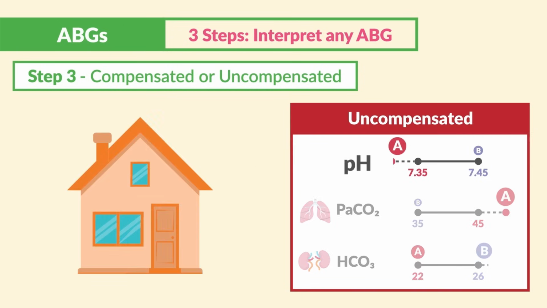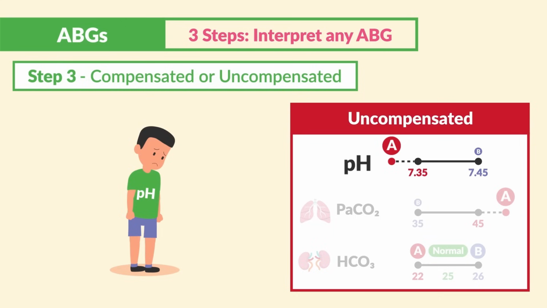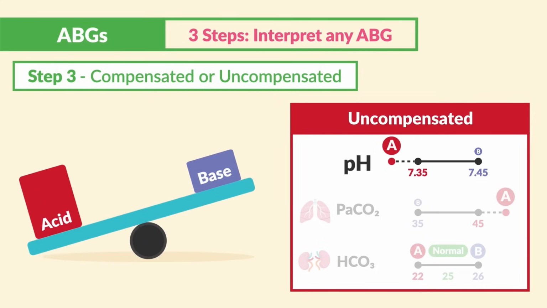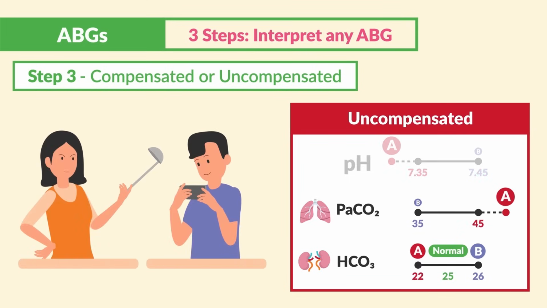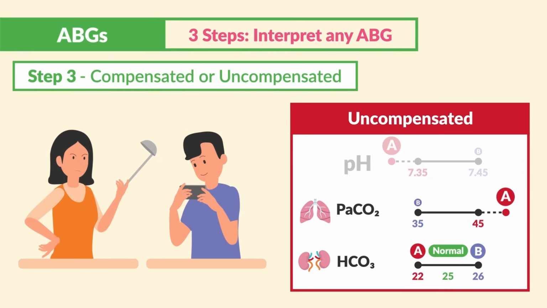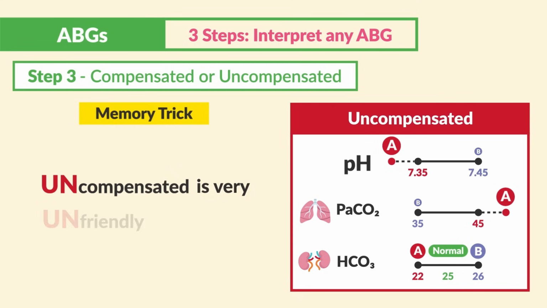Now, uncompensated, this is our broken home. Our pH baby is not in normal range. We do not have a happy baby. Oh no! Our pH has no compensation since it's not normal. There's no common ground. And the body isn't doing anything to help the balancing act either. It's like a lazy partner who isn't doing anything around the house and isn't doing anything to help out the relationship. So the memory trick is think uncompensated is very unfriendly. And let me explain why.